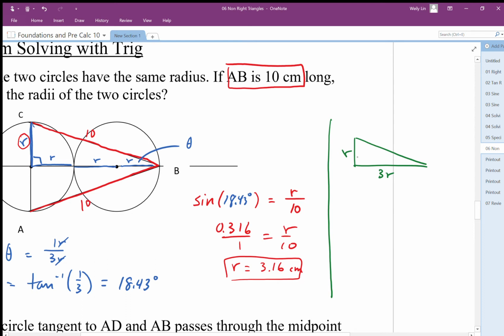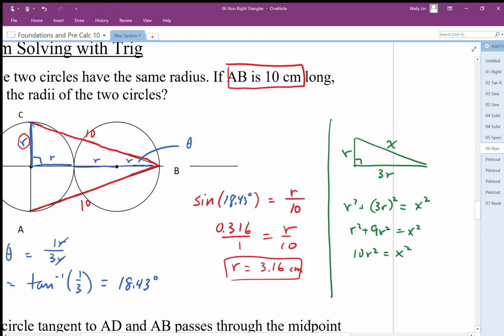If I use Pythagoras here, I get R squared plus 9R squared, which is just 3R all squared. Make sure you put it into brackets because we need to square that whole thing. I see lots of people just squaring the R, but we need to square the whole thing, and we'll call that x squared. Okay, and then we end up with R squared plus 9R squared equals x squared. So 10R squared equals x squared.